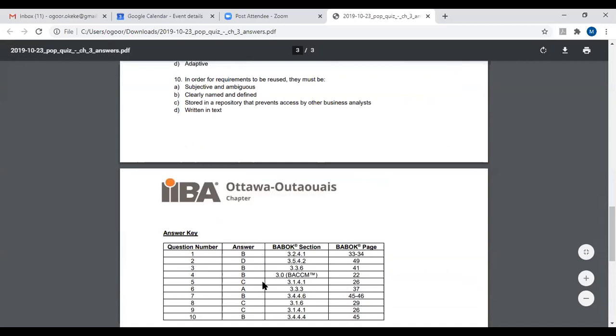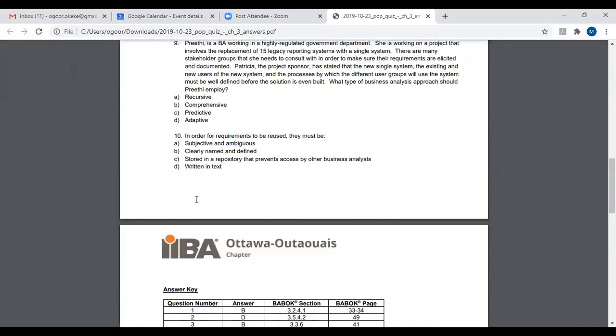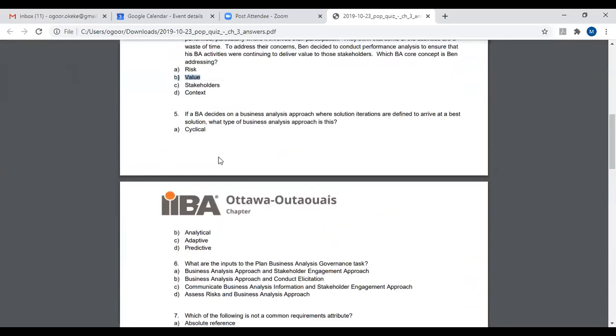We answered C, and the answer is C. So let's just, okay. They talked about iterations and what business approach. So we now know that when he talks about iteration, it refers to the adaptive approach. Should I read the question again?